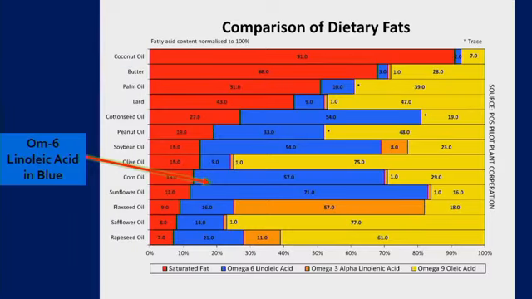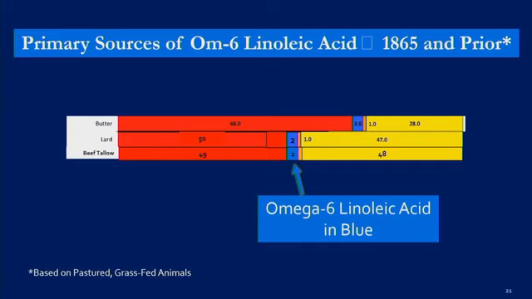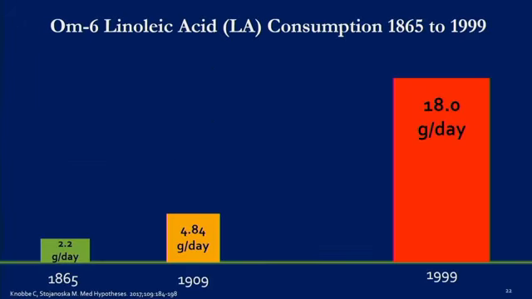Here's what we're getting today. Look at all the blue. And here's what we should be getting. So what did this do to us? This is published data for 1909 and 1999. So the omega-6 in 1909, 4.84 grams a day, confirmed. This is data from ourselves and from Tanya Blasbalg at the NIH. In 1999, we're at 18 grams a day, all right?